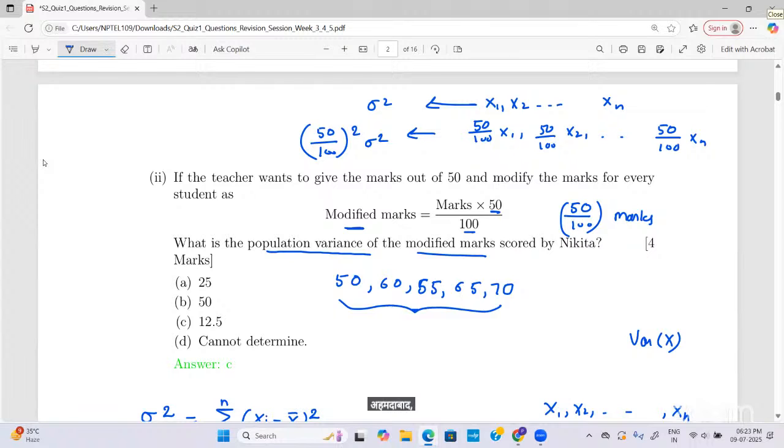I have a doubt in this: 50 by 100, why are we taking the whole square? Yes, you can see that this entire thing is the C.